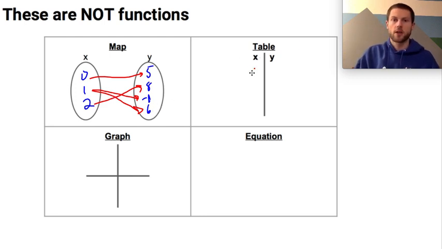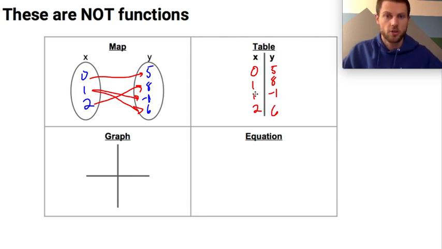Not a function: I could say 0, 1, 1, 2, and I could do the same thing with my map. This could point to 5, or the input of 1 could have an output of 8 or -1, and then the input of 2 could, let's say, have 6 or something like that.